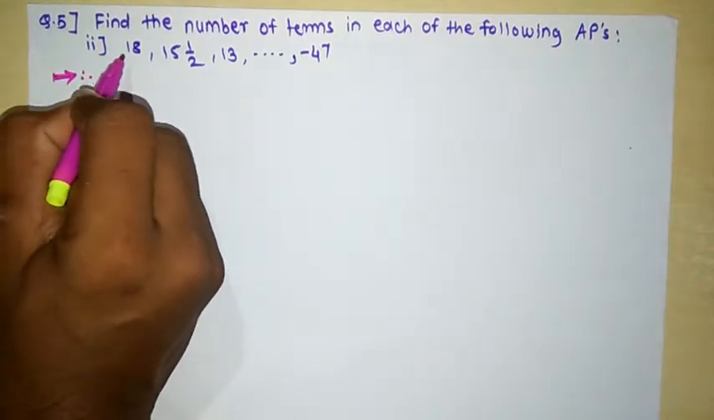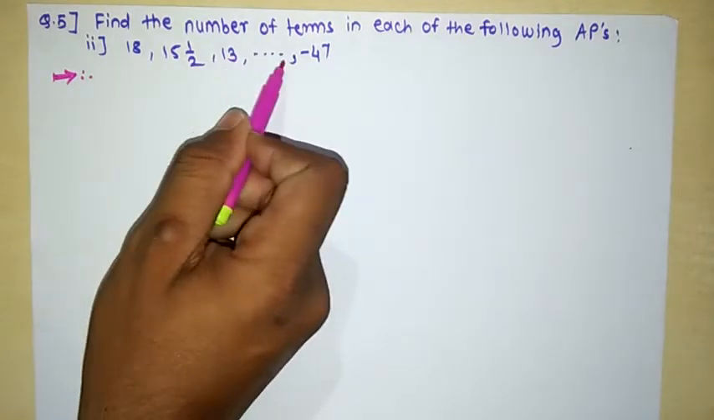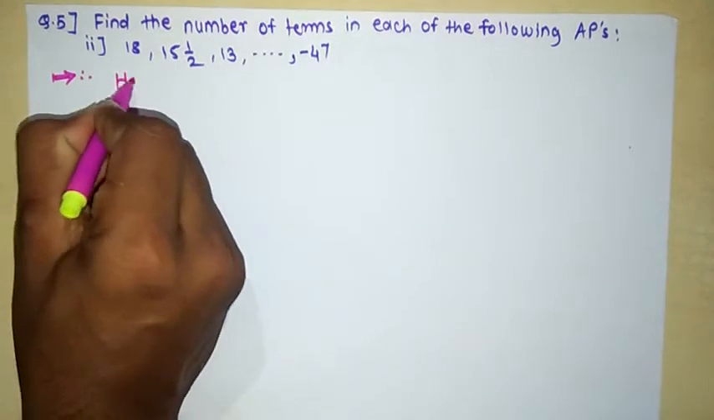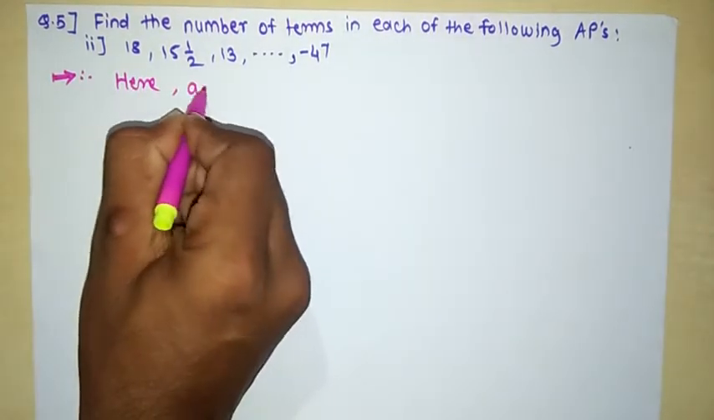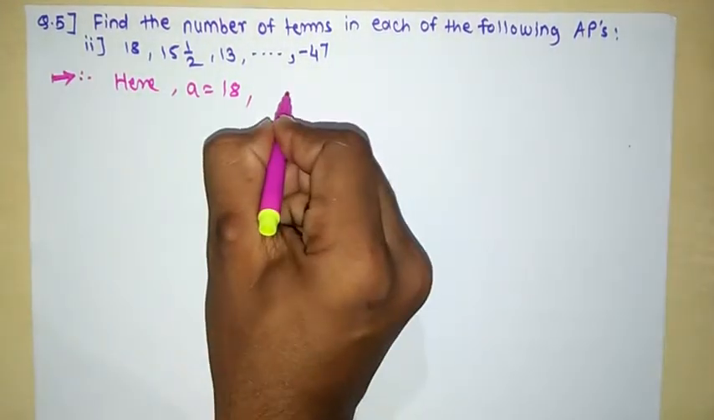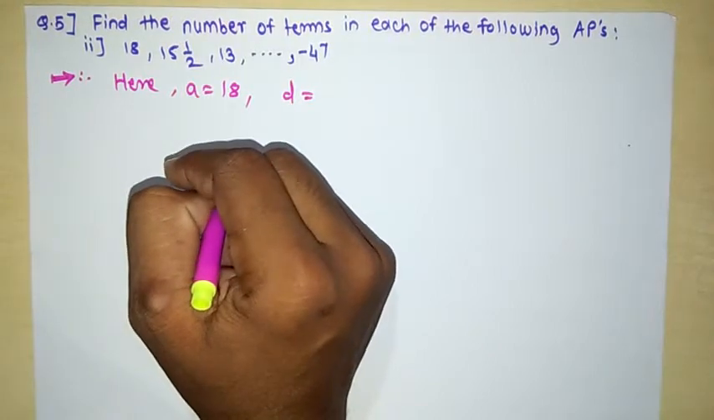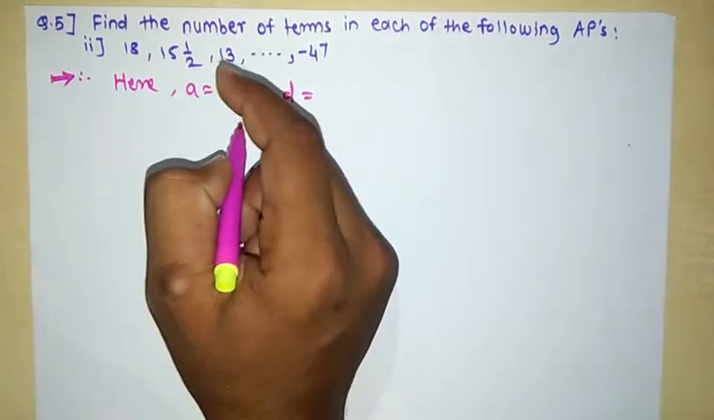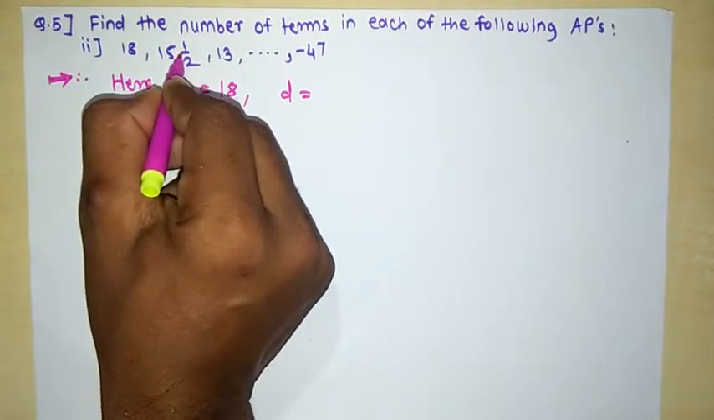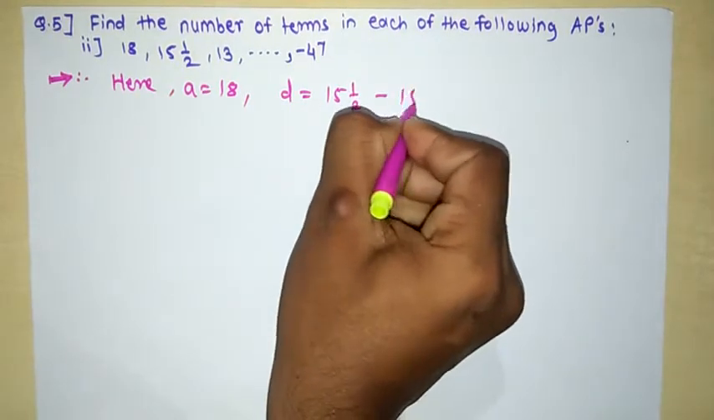In that sub question 2, what is given? 18, 15 and 1 by 2, 13, dash, minus 47. We will see the solution. Here A is equal to 18. Now we will find the common difference. D is equal to how much? To find the D, we will have to find the difference between any two consecutive terms. First we will find this: 15 and 1 by 2 minus 18.